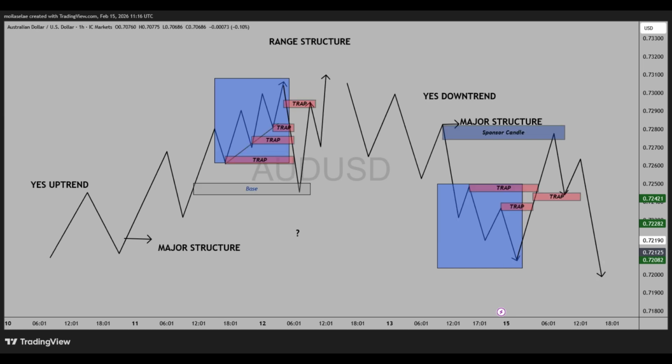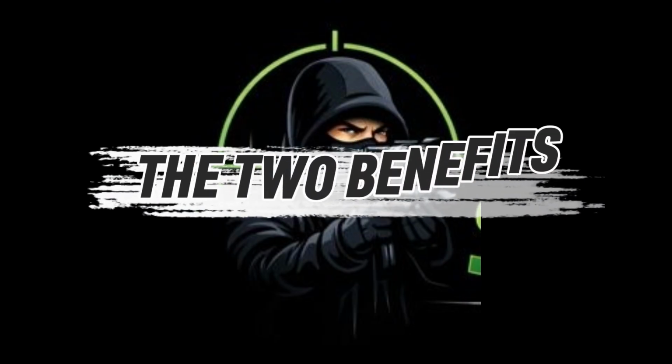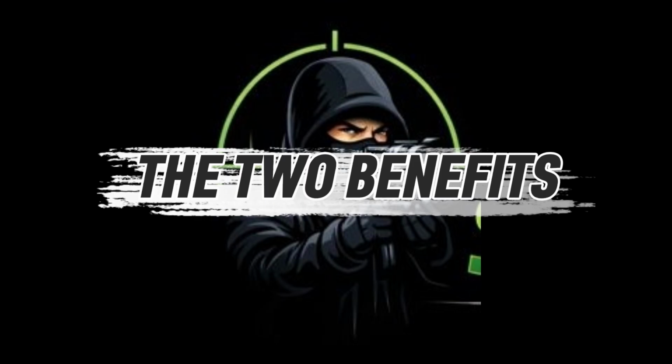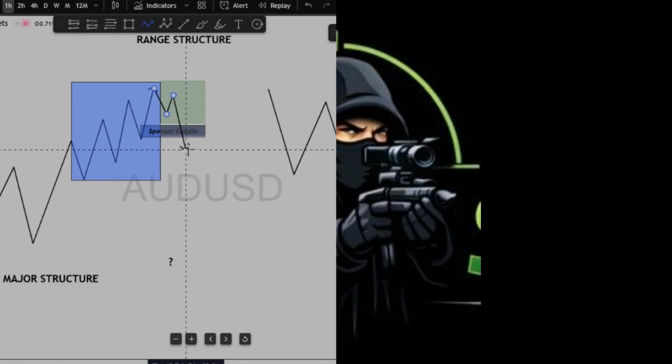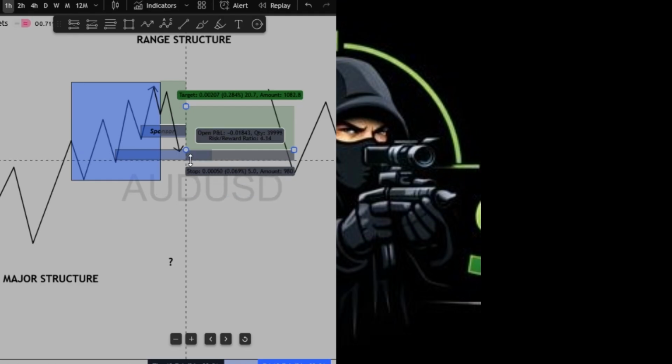Every single trap on this chart happened because traders didn't understand range structure. They saw the major trend. They entered. But they entered at the end of a range structure instead of the beginning. And price moved against them immediately. Understanding range structure gives you two massive advantages. First, it helps you avoid traps. You stop buying at the top of a range structure. You stop selling at the bottom. You see where the move began and where it might end.